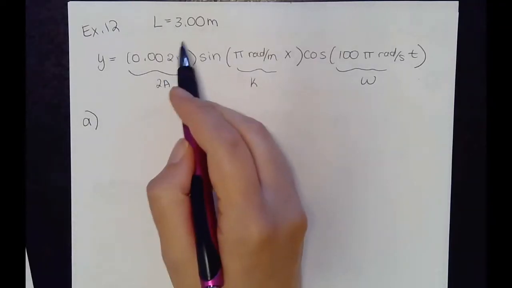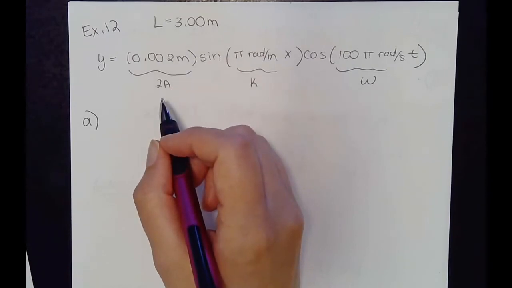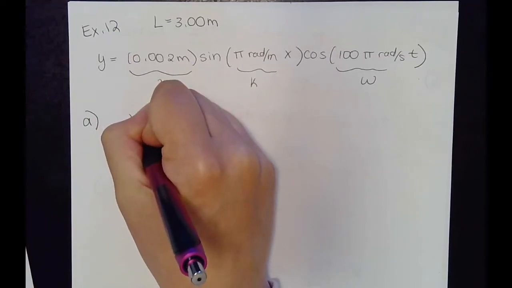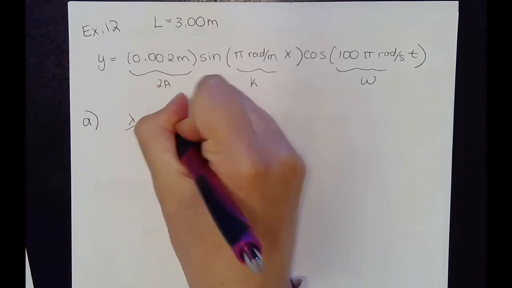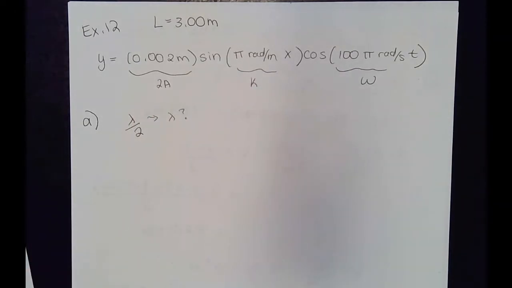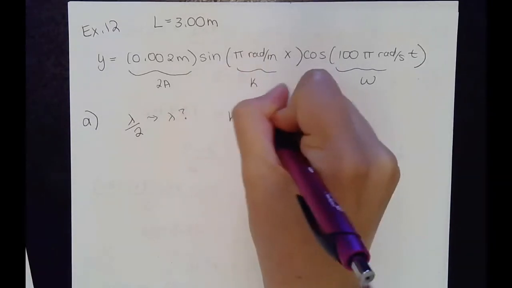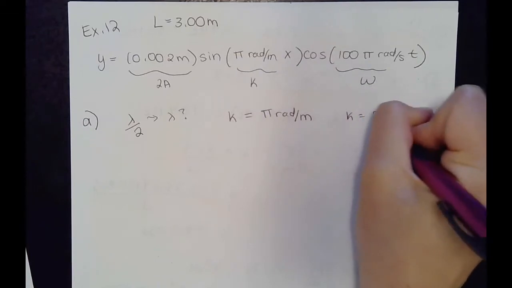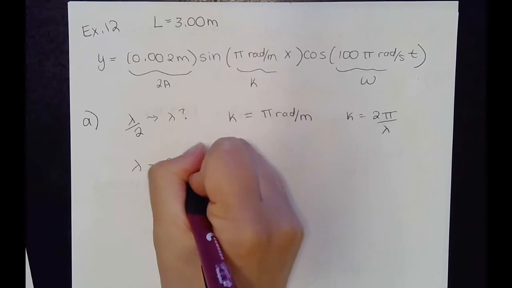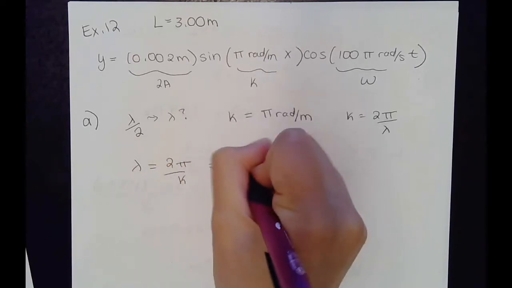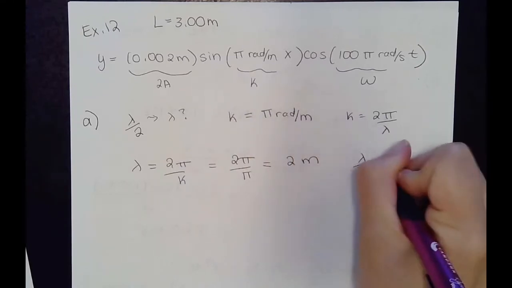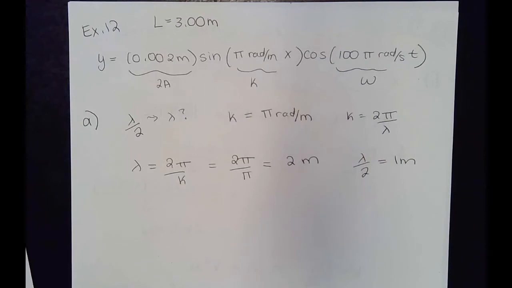Okay, so we know that the length is 3 meters. Basically, we want to figure out how many antinodes, which again are lambda over 2, are in that 3 meters. So we need to find lambda first. That's our first unknown here. And we're given k from this standing wave function. We have k right here, which is pi radians per meter, and k is 2 pi over lambda. So lambda equals 2 pi over k, 2 pi over pi, so 2 meters. And then lambda over 2 is 1 meter. So that's nice, easy math.